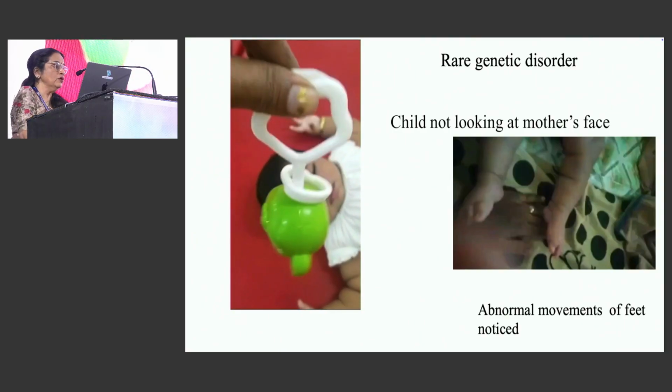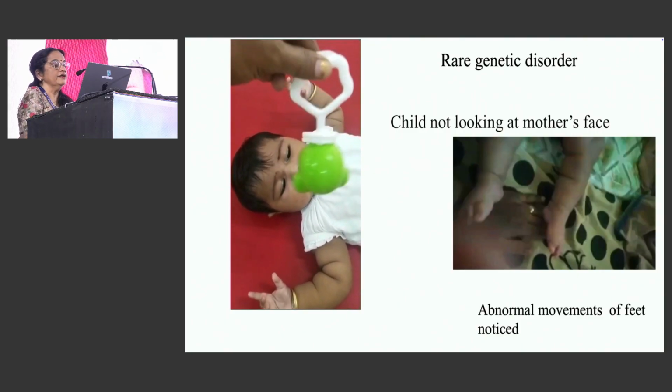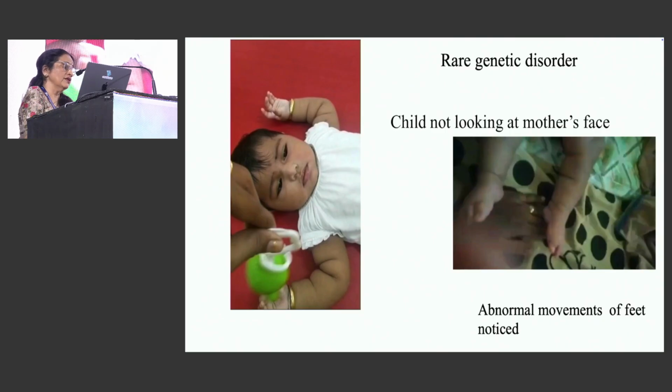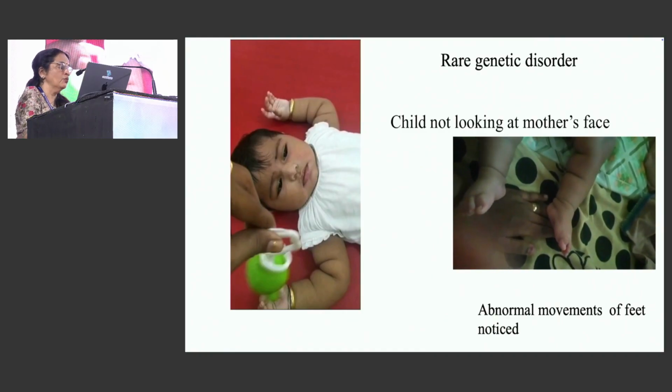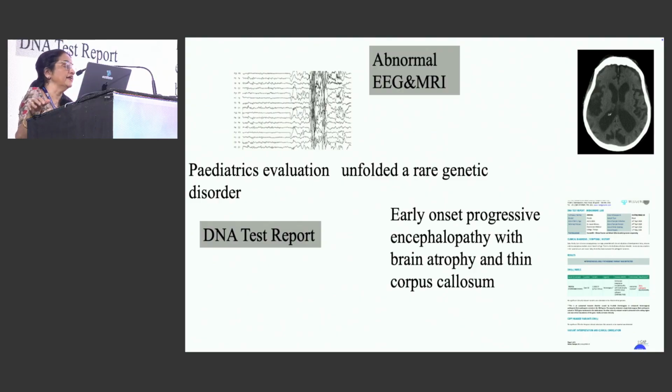Then this 3-month-old child was referred to us by a nurse because she was not looking at mother's face. We started vision therapy sessions and she was not improving. Then the optometrist noticed certain abnormal movements in the feet. Can you see that? Pediatric evaluation and investigations revealed a rare genetic disease that is progressive, with encephalopathy and brain atrophy. And the child continued to regress in the future visits.